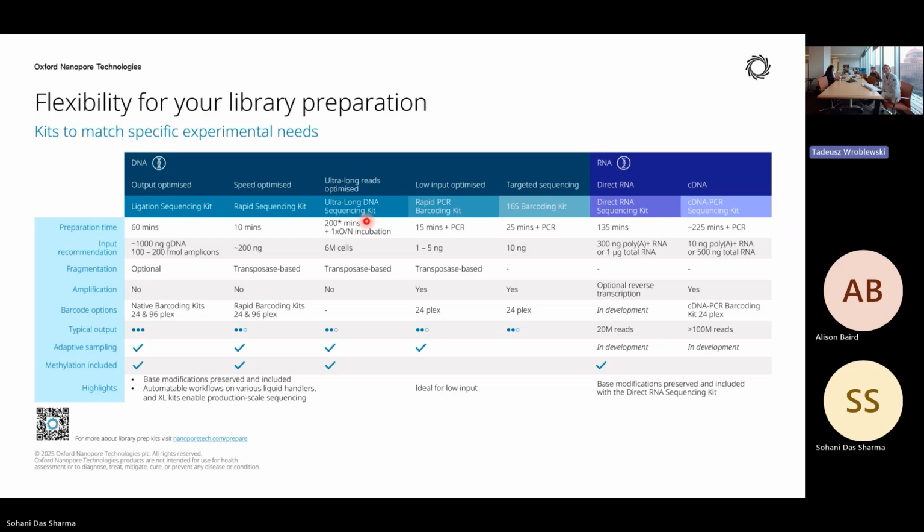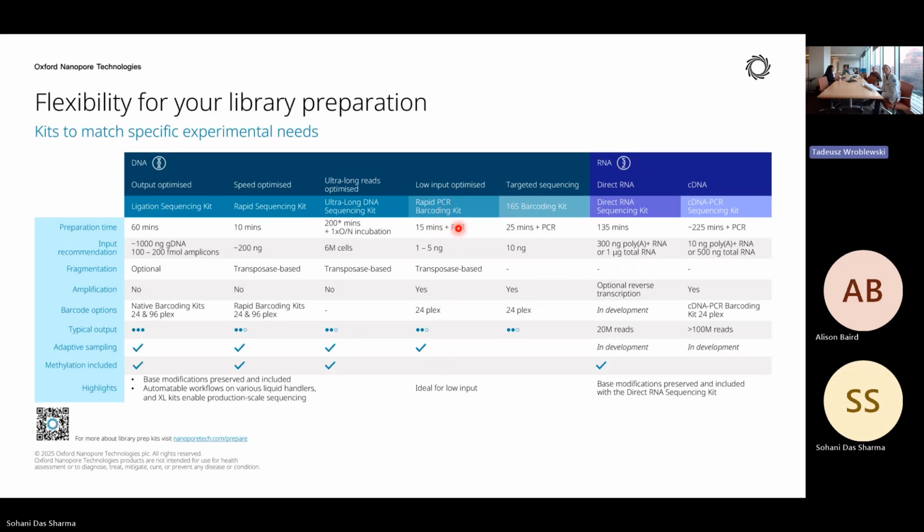So that kit is called the Ultra-Long DNA Kit. If you're ever interested in de novo assembly, I'm happy to help regarding this. The chemistry is transposase-based, but it is more about the previous steps, like how we are extracting the high molecular weight DNA, because we don't want to shear the DNA if we want to do ultra-long reads.